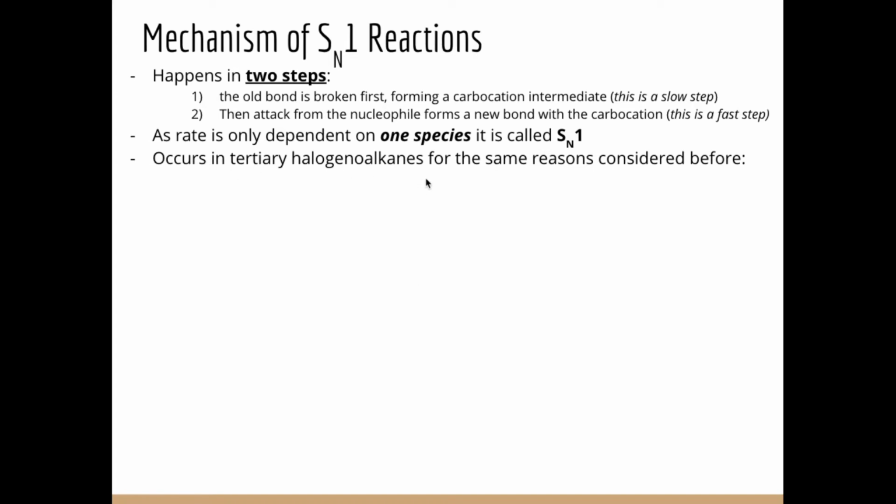Now this occurs in tertiary halogenoalkanes, like I said before. The relative stability of tertiary carbocations and a greater level of steric hindrance. So let's first consider the carbocations. We have much more electron donating groups attached to it.